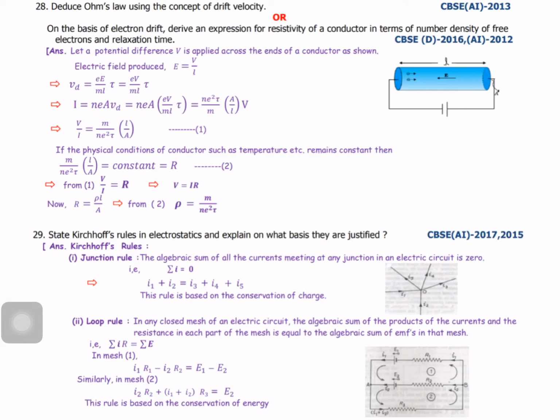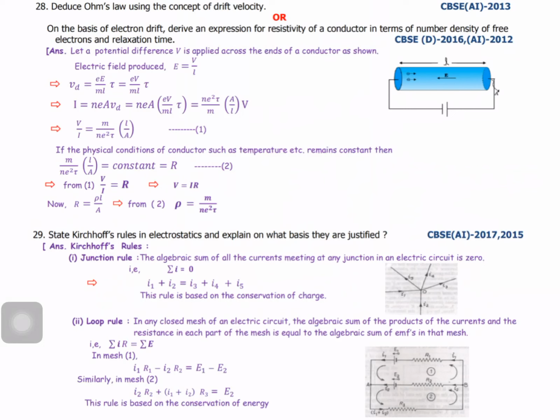You can see the diagram. See, some of the currents are flowing towards the junction, some are flowing away. The arrow mark shows flowing in, towards means inward direction, away means outward direction. From the diagram you can see I1, I2, I3, I4 like that. If you write the equation: I1 is towards, I2 towards, so plus I2, I3 outwards, minus I3, I4 away from that, minus I4, I5 away from that, minus I5 equal to 0.